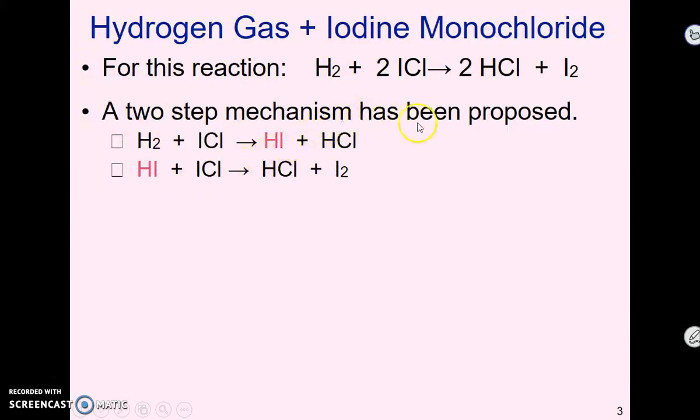If you take a look at what the mechanism is proposing, first, a molecule of H2 collides with a molecule of ICl, and that produces HI and HCl. We got one of our products, HCl. Then in the second step, HI, which was produced in the first step, collides with another molecule of ICl, producing another molecule of HCl and the I2 that we need. That's what the mechanism proposes is how this reaction occurs.